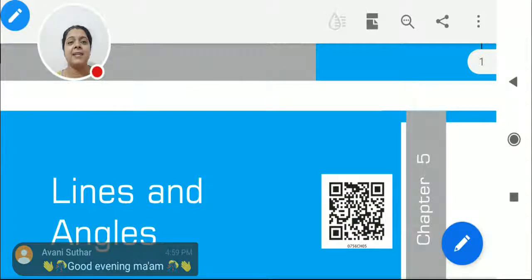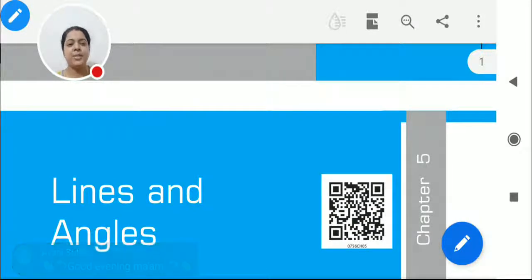It's lines and angles. Okay, so in this chapter, first we'll let you know what things we are going to learn. Undoubtedly this chapter is related to geometry, and we'll learn about the different kinds of angles and how angles are formed with the help of lines. So we are going to talk about all these matters. So let's start.